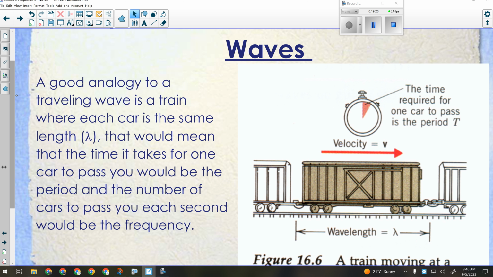Okay? The amount of time it takes one car to go by is the period. Okay? The number of cars that go by every second is the frequency. Okay? Things like that. Everybody okay with that?